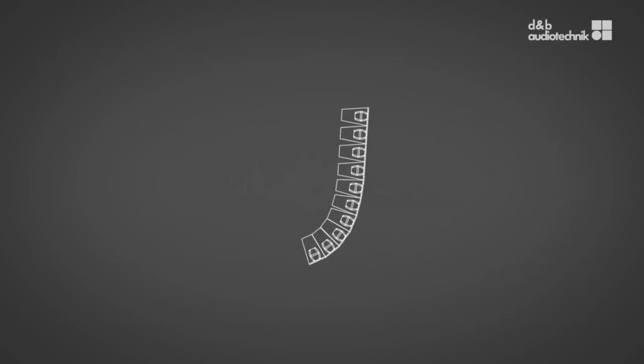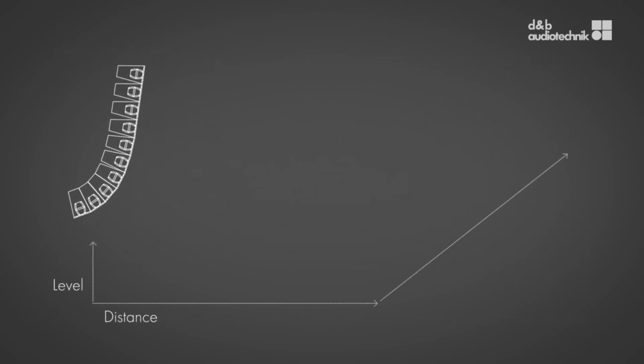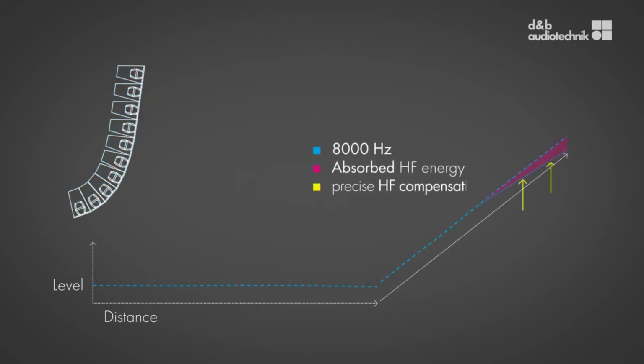So, what are the benefits and most important effects? With array processing, an array creates a constant tonal balance throughout its entire coverage with a user-definable level distribution. This is done by redistributing energy from areas where the sound is too loud to areas where more SPL is needed. Array processing also provides seamless compensation of air absorption at high frequencies.